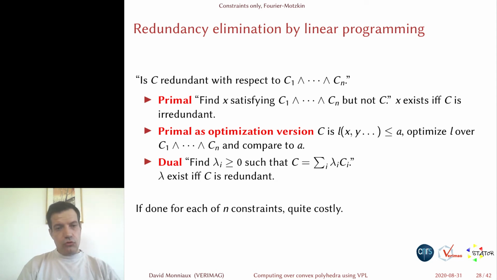Or you can go to the dual, and this goes back to Farkas' lemma, to this redundancy witness that I was talking about. A constraint is redundant if and only if it is a positive combination of the other constraints. So you ask a linear programming problem in the dual. And if you do that many times, it becomes quite costly, because linear programming, okay, it can be done in polynomial time, but it's still expensive. So what are our contributions in this respect?